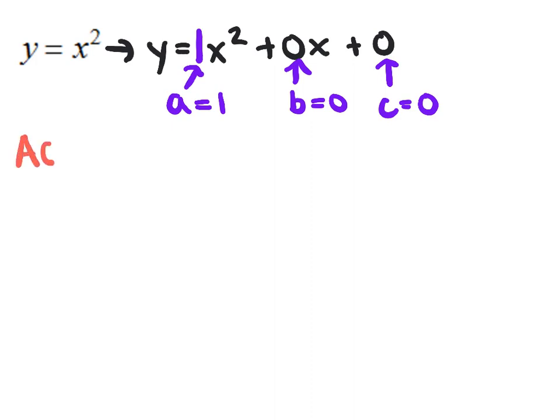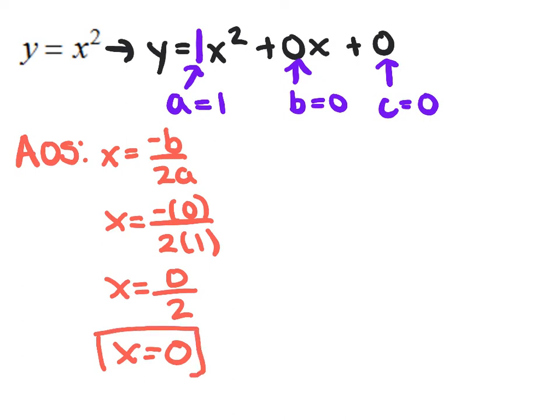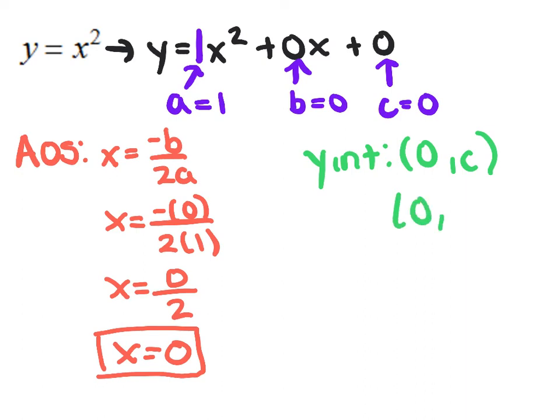Now the axis of symmetry is x equals negative b over 2a. So we have x equals negative times 0 over 2 times 1. If I multiply, you'll get 0 over 2. So it becomes x equals 0. For the y-intercept, it's 0, comma, c. So in this case, since the c value is 0, it becomes 0, comma, 0.